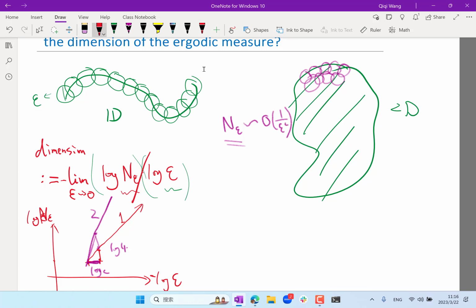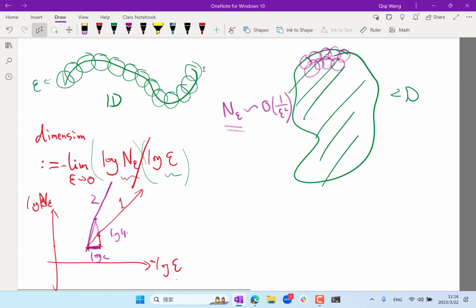what really happens when we have a dimension that's not an integer? Let me first say a 0-dimension object. What is a 0-dimension object? It is one where, as epsilon goes to 0, the number of balls I have to use to cover doesn't increase at all, so I have a flat line. That would be 0-dimension. A point would be 0-dimension. A collection of points is also 0-dimension, right? Because I have a fixed number of balls I can use to cover this collection of points.